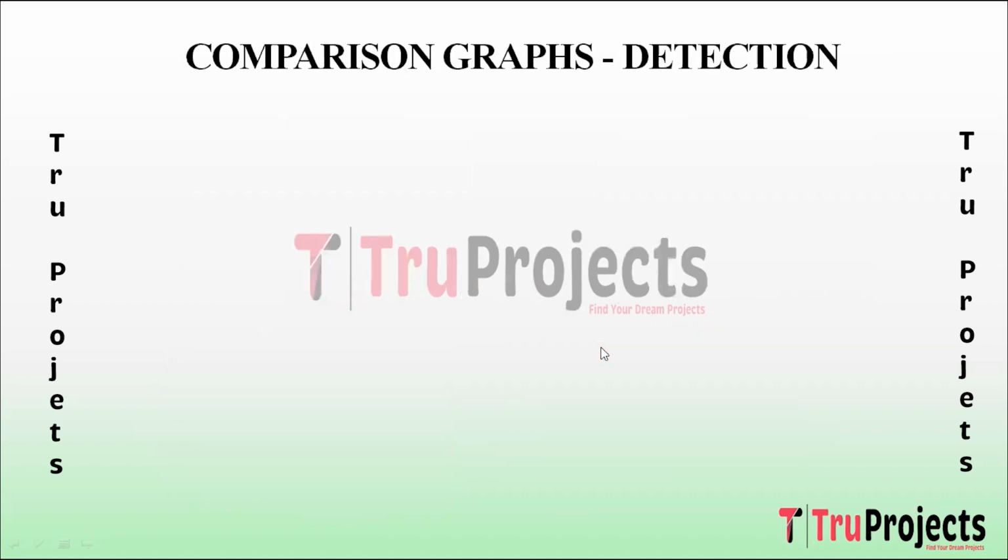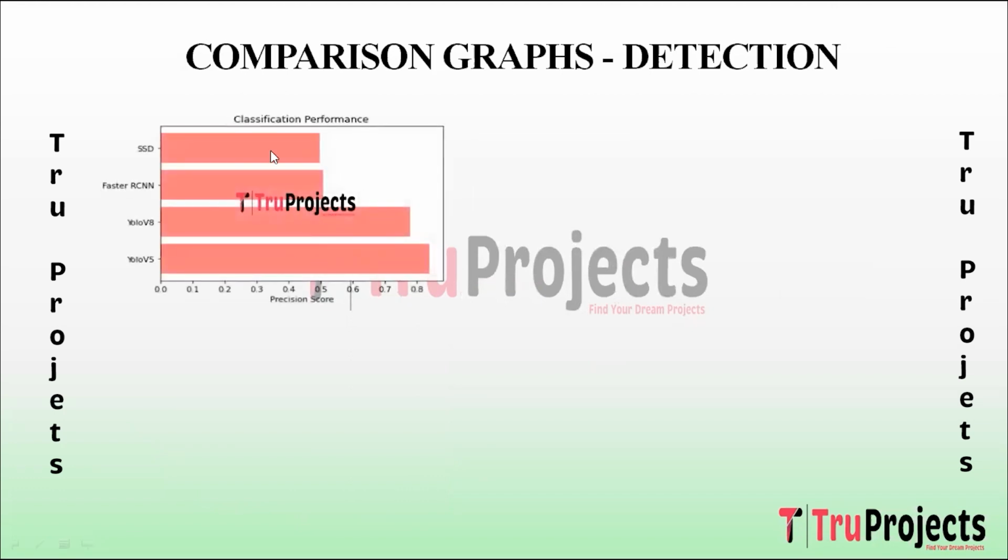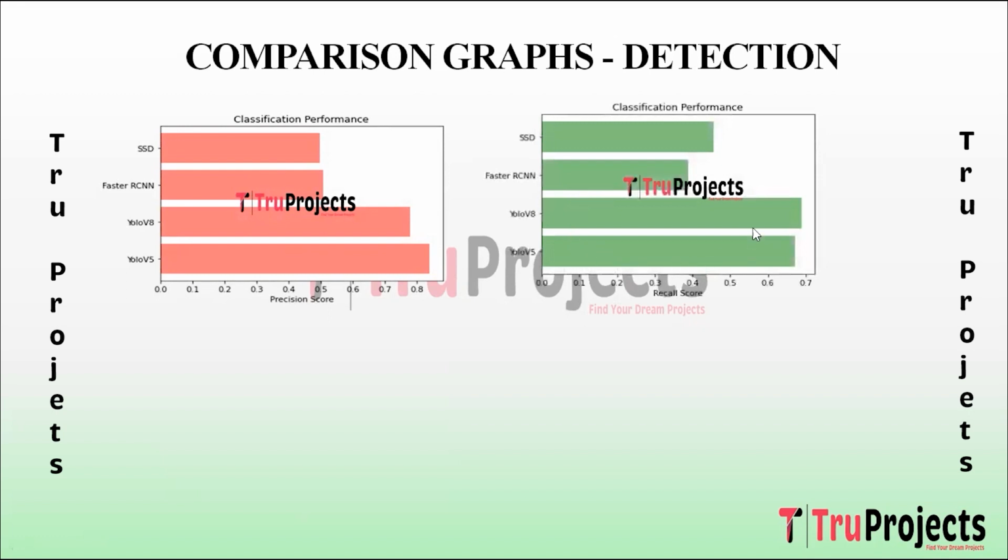Now we'll see the comparison graphs of detection algorithms. So this is the precision score comparison graph. So in detection, precision reflects the model's capability to avoid false positives, ensuring that identified objects are indeed present. This is the recall score comparison graph. So in detection, recall signifies the model's effectiveness in identifying all actual positive instances, even if some false positives occur.